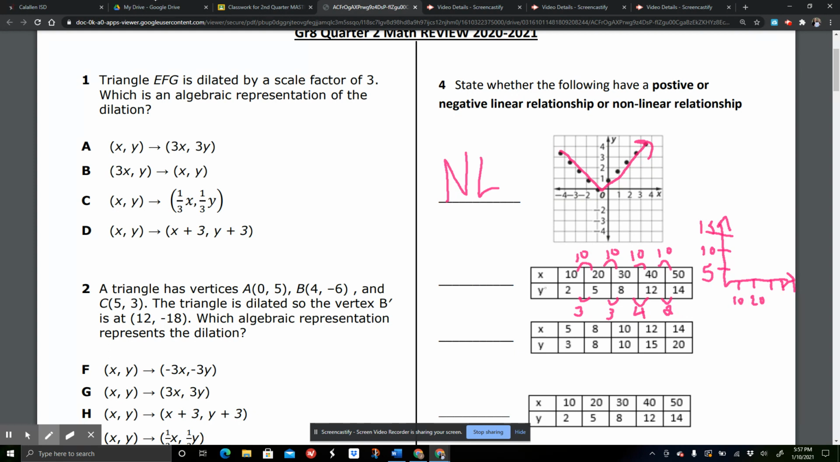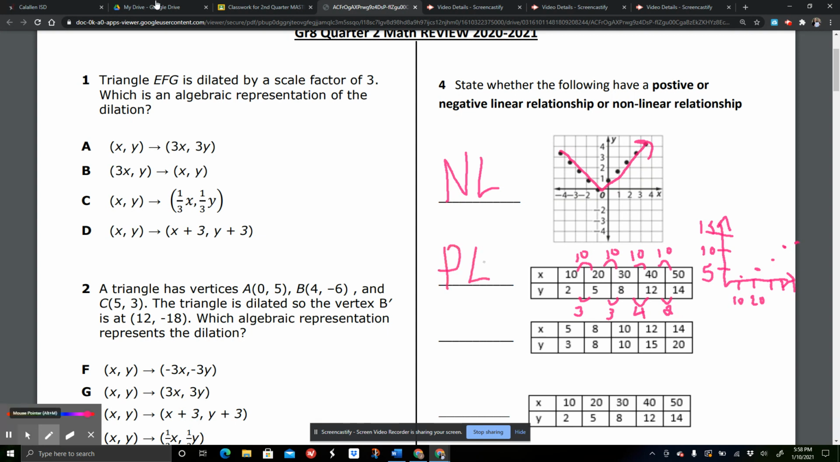So my first point would be at 10 and 2. So 10 and 2 would be about right there. 20 and 5. 30 and 8. So that would be between 10 and 5. 40 and 12. And 50 and 14. So just barely above there. So if you look, you have a general upward linear trend. So that would be a positive linear trend.